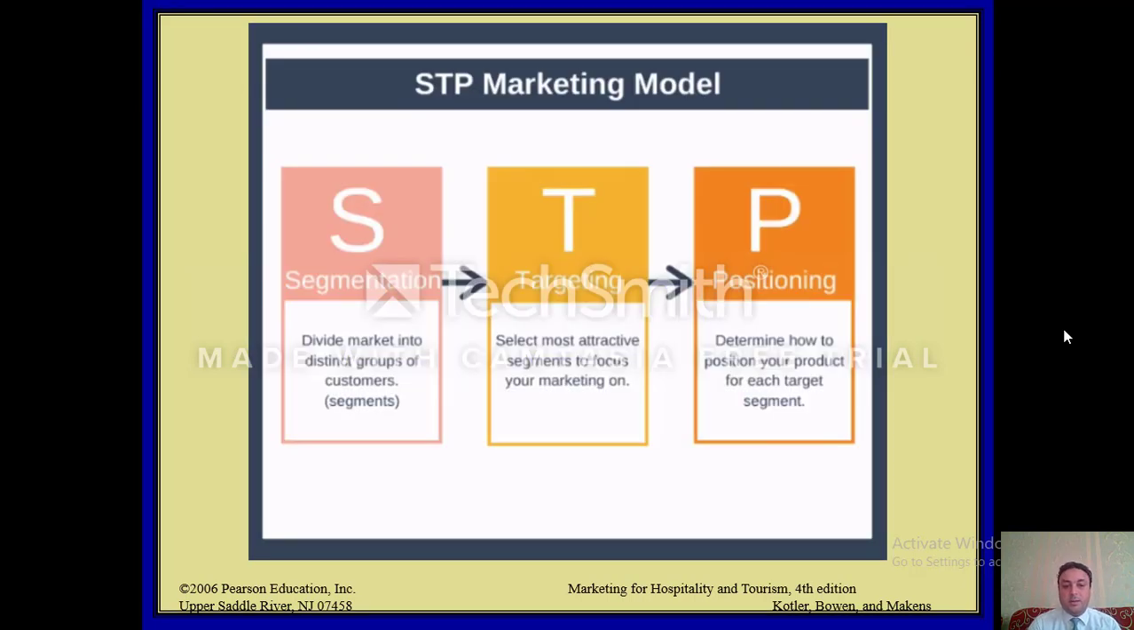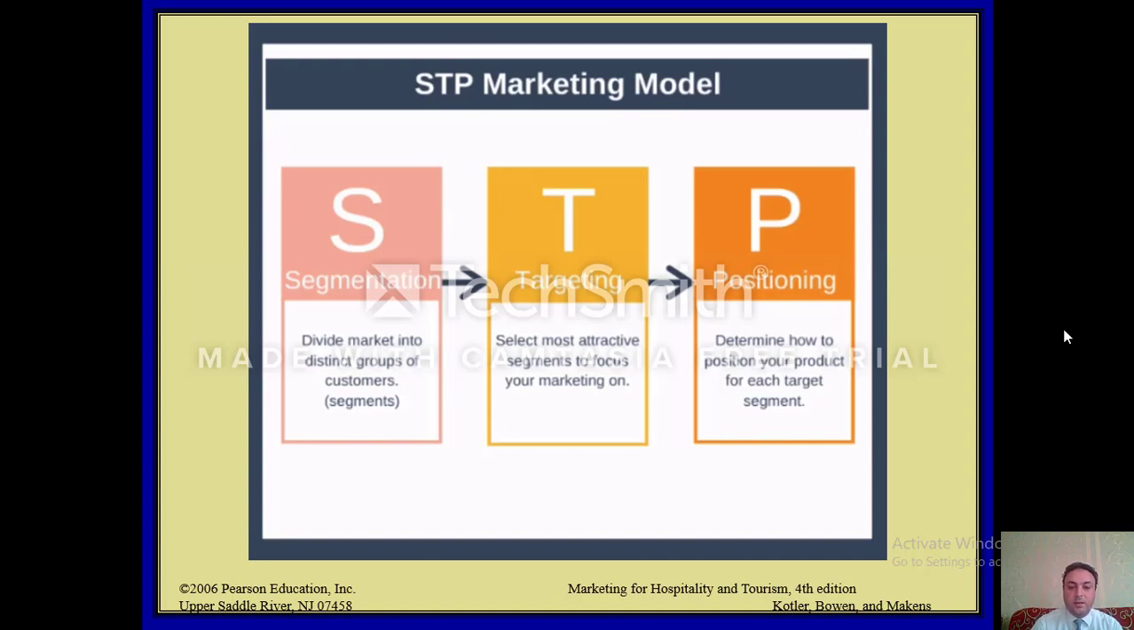So the STP marketing model: S is for segmentation, T is for targeting, and P for positioning. Segmentation means grouping. A segment is like a group of people. Dividing the market into distinct, different groups of customers, this means segmentation. You are a company producing a product or a service, so you have to divide your market into different groups of customers, and then after this you have to target.